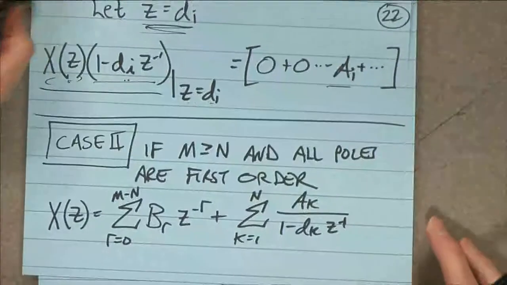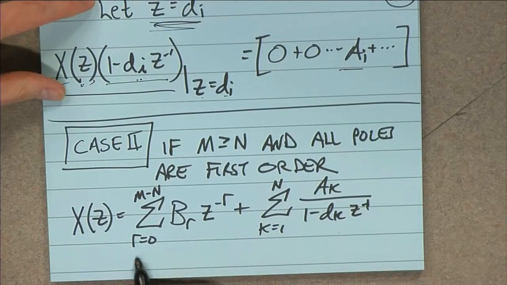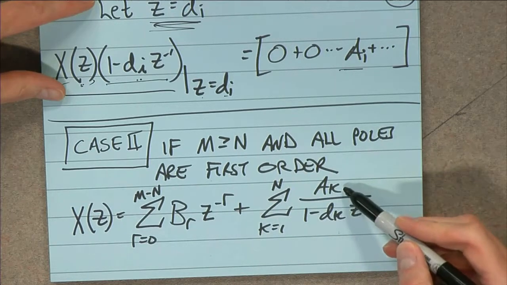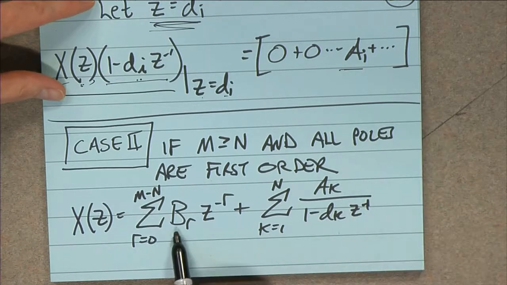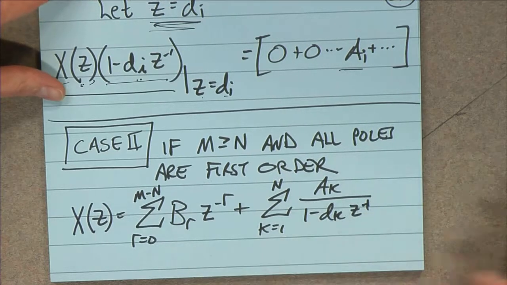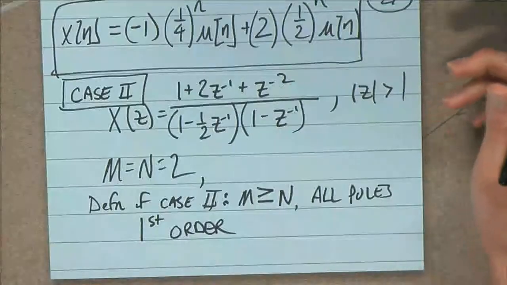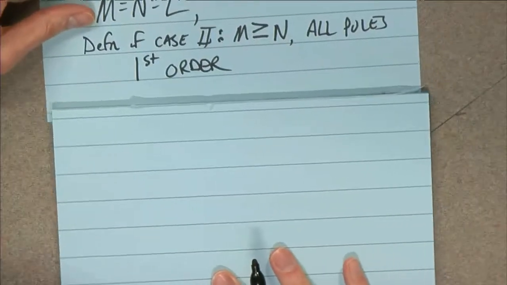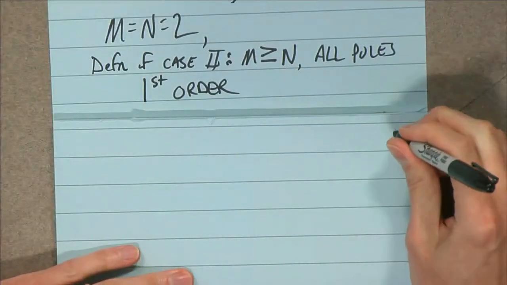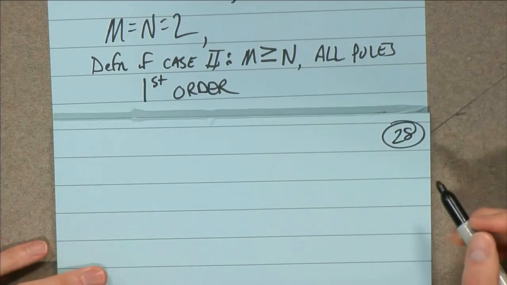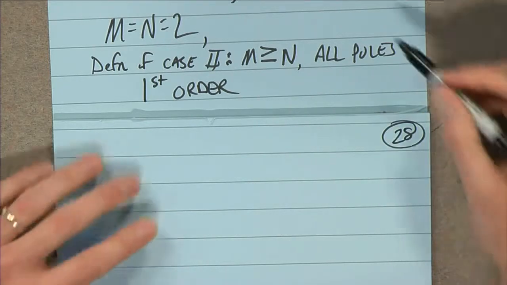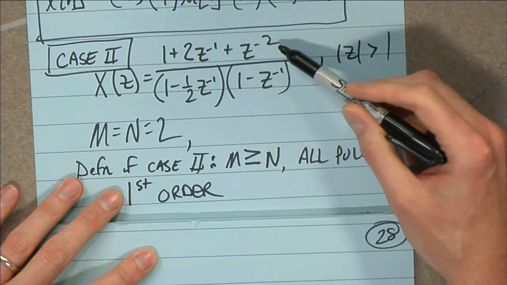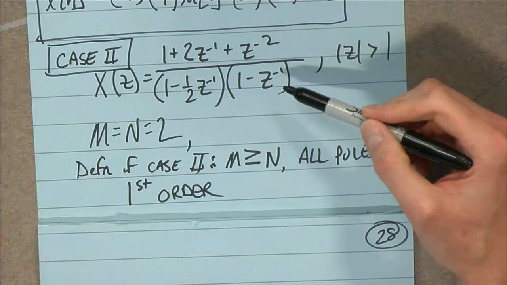So if we go back to this slide, case 2 said the form of x of z was this. Well, we've already gone through the exercise of doing partial fraction expansion and calculating the capital A sub k's. That we know how to do. What about these capital B sub r's? Where do they come from? And that's our present task. So it turns out, as you can imagine, we want to reduce this expression in this polynomial so that the numerator degree is less than the denominator degree, so we can go back to case 1.